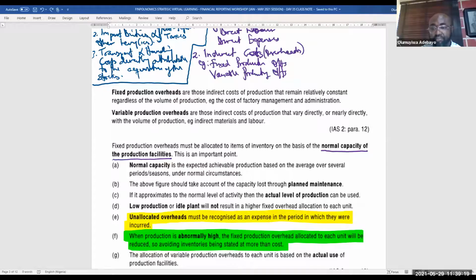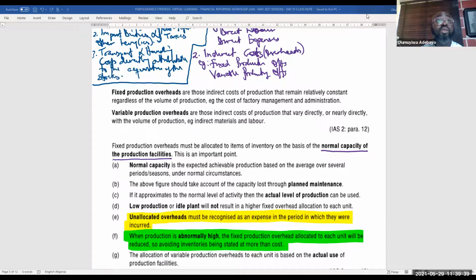Now, I believe we have clarity now. Do we have clarity? Yes. Okay.